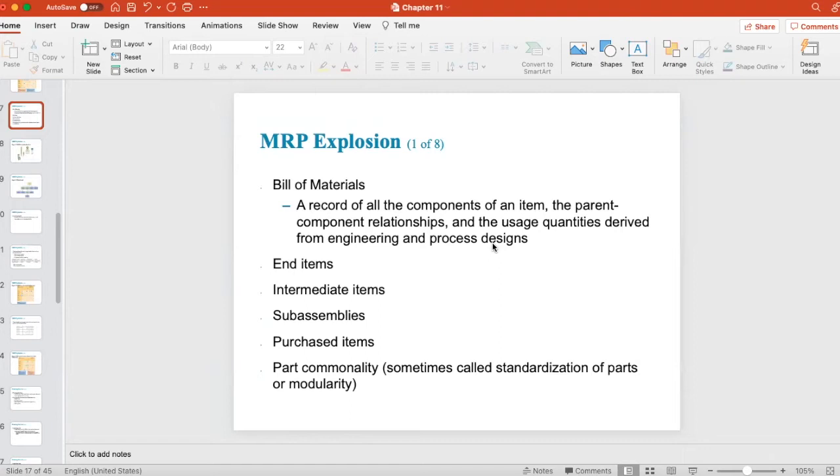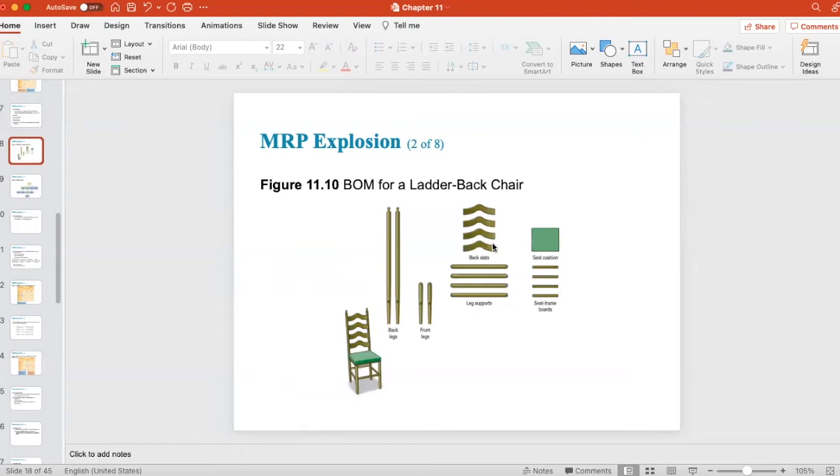Let's start from the bill of material. As you can see here, a bill of materials is a record of all the components of an item, the parent and component relationships, and the usage quantities derived from engineering and process designs. Let me give you a quick example to illustrate the bill of material. Suppose we are trying to manufacture a ladder back chair for our customers. For every ladder back chair, you may need some back legs, front legs, back slats, leg supports, seat cushion, seat frame boards. All those things are components to assemble this finished product, which is the ladder back chair.